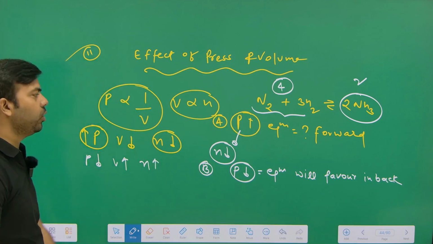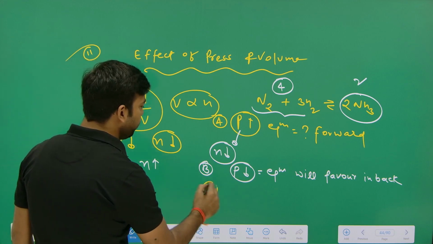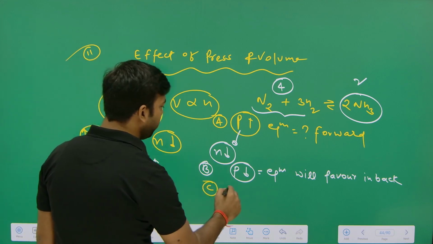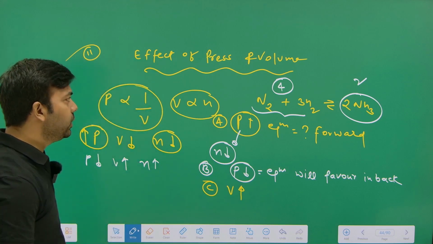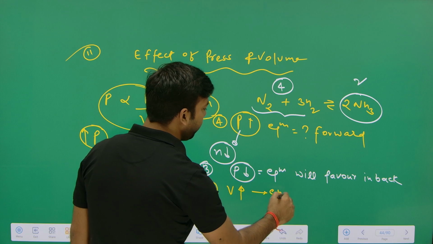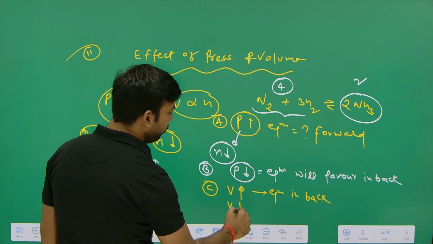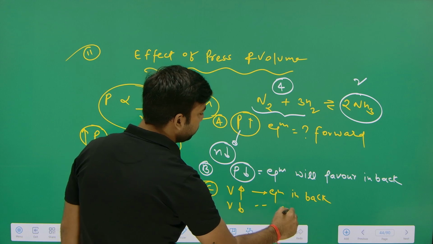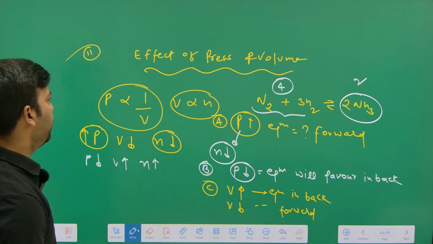So this is the effect of pressure, and the volume effect is quite simple, a direct relation. Suppose my question is, what should be the direction of equilibrium when volume is increasing? Volume increase means mole increasing. So which side has high mole? Reactant. So we can say equilibrium will be backward, and lower volume means forward. Easy. So this is the effect of pressure and volume.